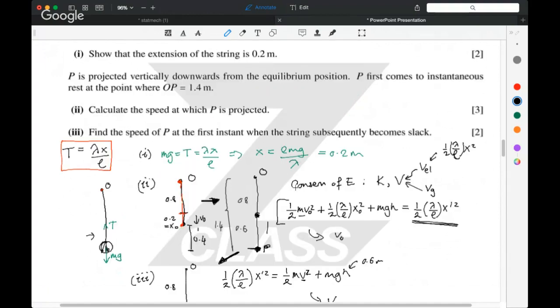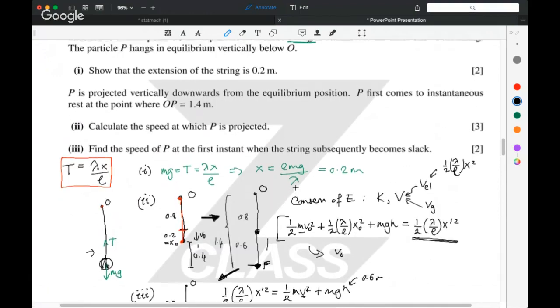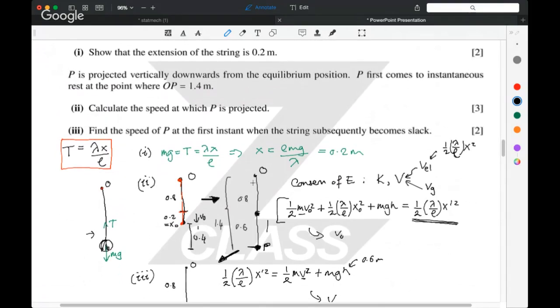So again, let me just go over quickly. Showing that the extension of the string is 0.2 meters was very easy. You just take this equation, recognize that when it's in equilibrium, all the forces are balanced. Therefore, the tension must be equal to the weight, mg. And then plugging that in here and solving for x because we know everything else.